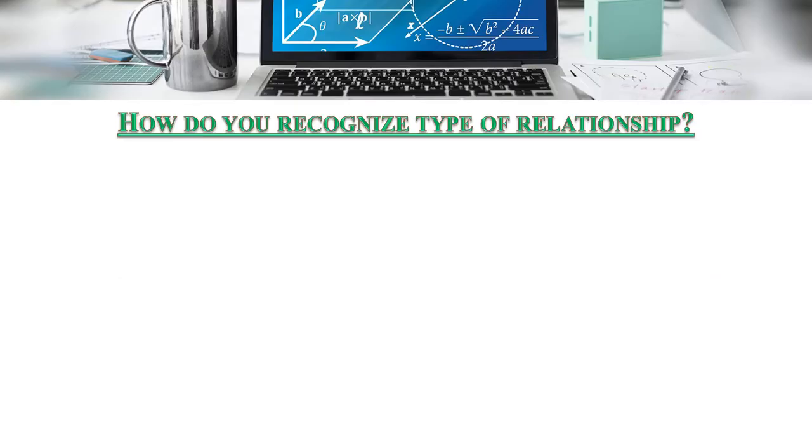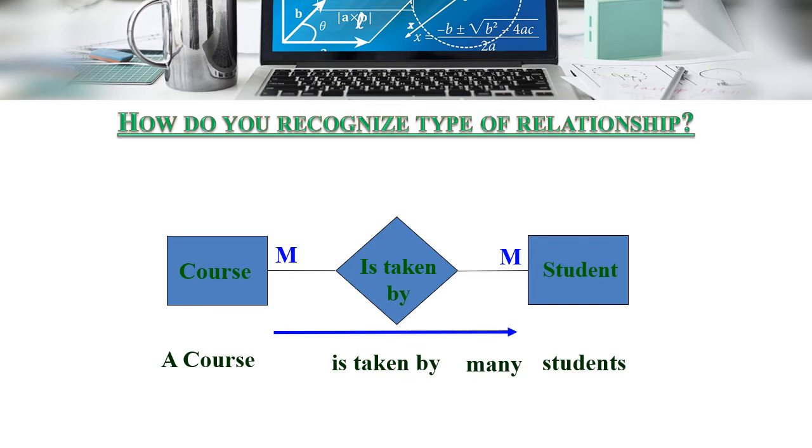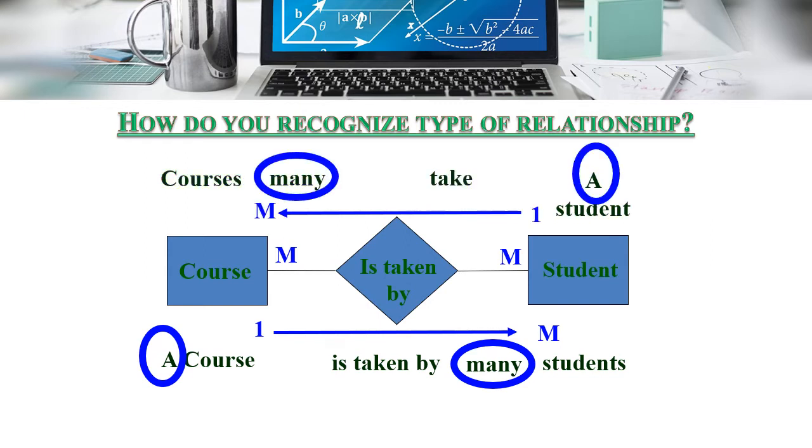How do you recognize the type of relationship for a course and a student? A course is taken by many students. The relation is one-to-many. From the other side, a student takes many courses. The relationship is one-to-many also. From the right side, one-to-many, and from the left side, one-to-many. We can collect them together. The relation will be many-to-many.